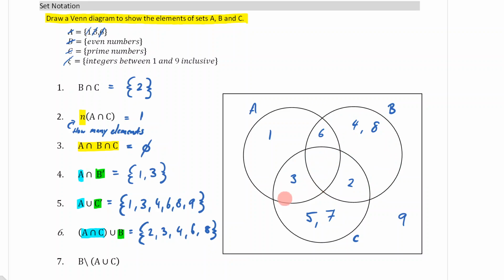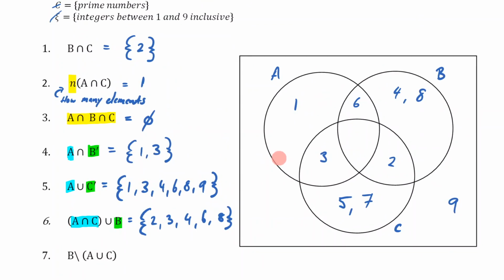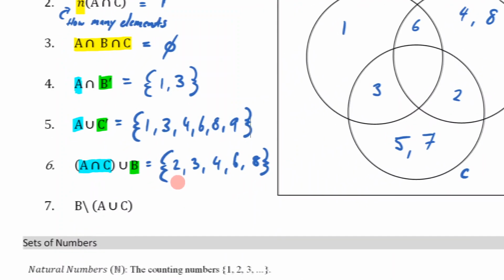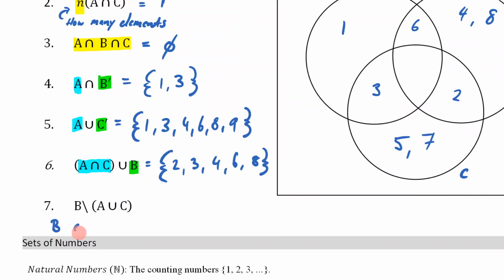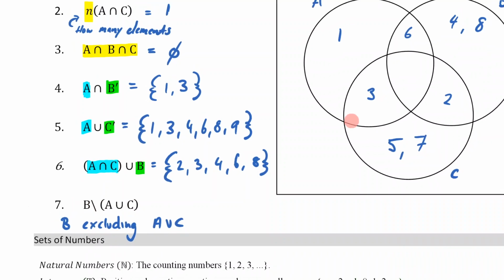All right, next is B, and then I've got a slash, and then I've got brackets, A, the union of C. So this is B excluding this part right here. The way that I think about this, and remember, we saw this as being the set difference. So if we were to write down what it is exactly, it's B excluding A, the union of C. That's how I read what this is saying here.